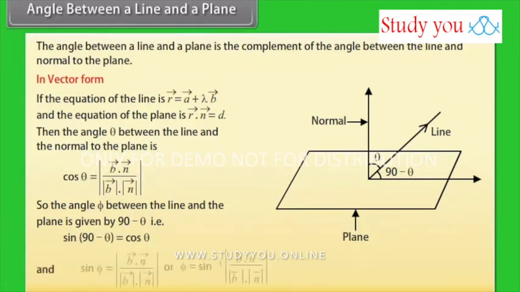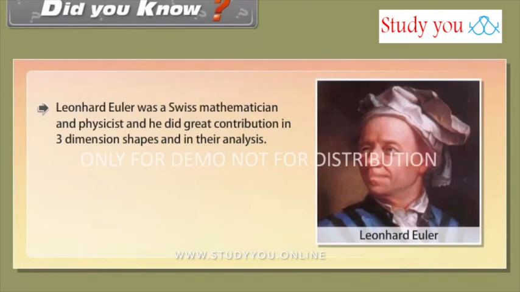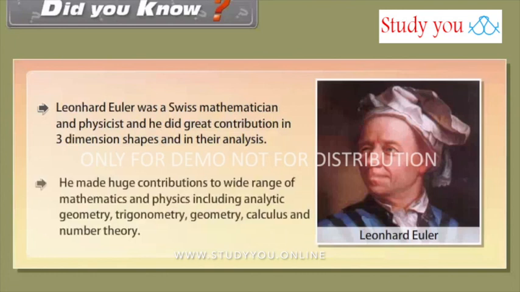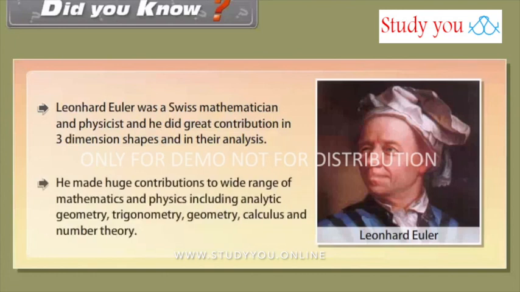And did you know, Leonhard Euler was a Swiss mathematician and physicist, and he made great contributions to three-dimensional shapes and their analysis. He made huge contributions to a wide range of mathematics and physics, including analytic geometry, trigonometry, geometric calculus, and number theory.